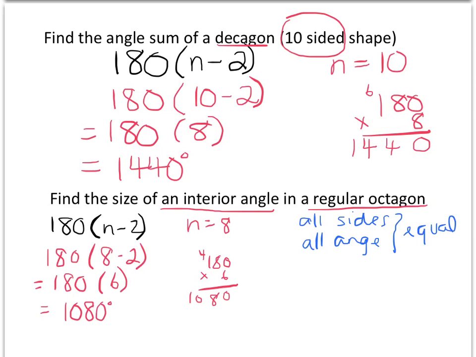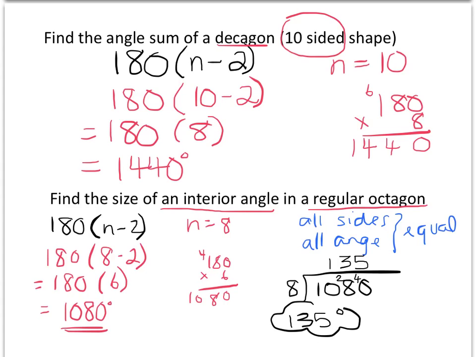So that's the sum of all the angles, but we just want the size of one of the interior angles. They're all equal and there are 8 angles in an octagon, so I can just divide my sum by 8. So 8 into 1,080. 8 goes into 10 once with a remainder of 2. 8 goes into 28 3 times with a remainder of 4, and 8 goes into 40 5 times. So the size of an interior angle in a regular octagon is 135 degrees.